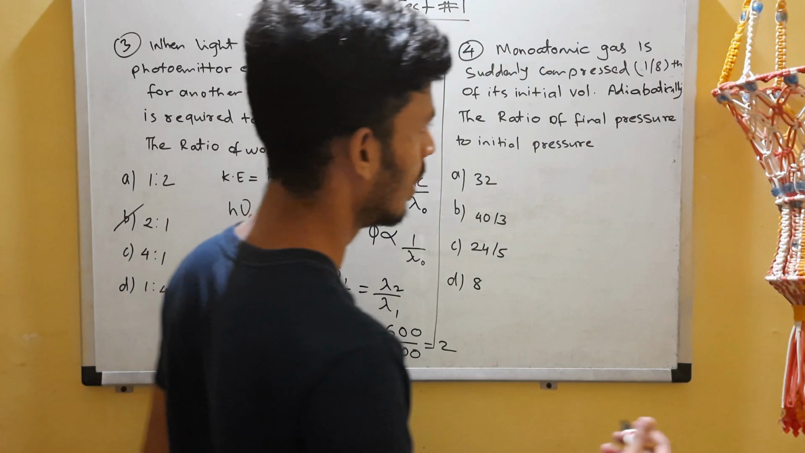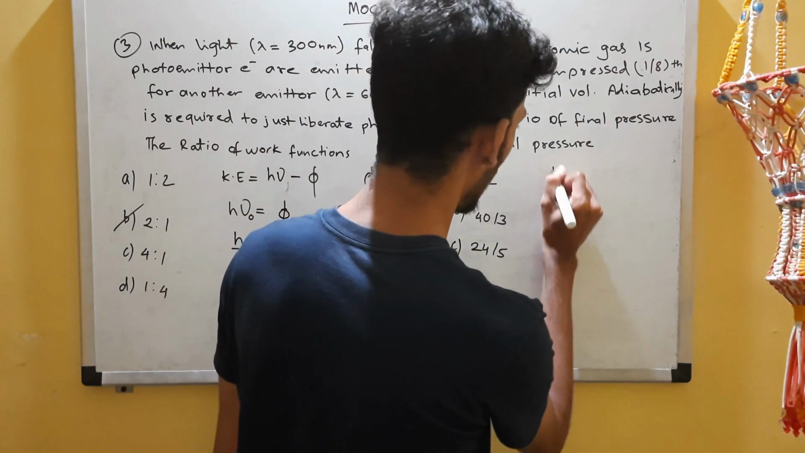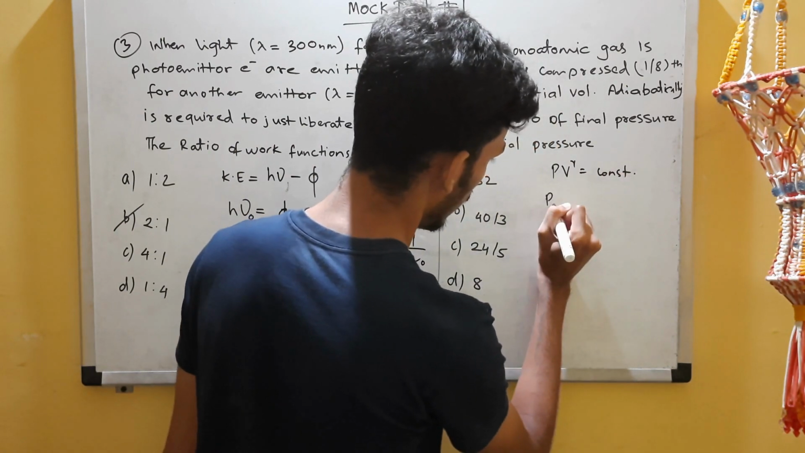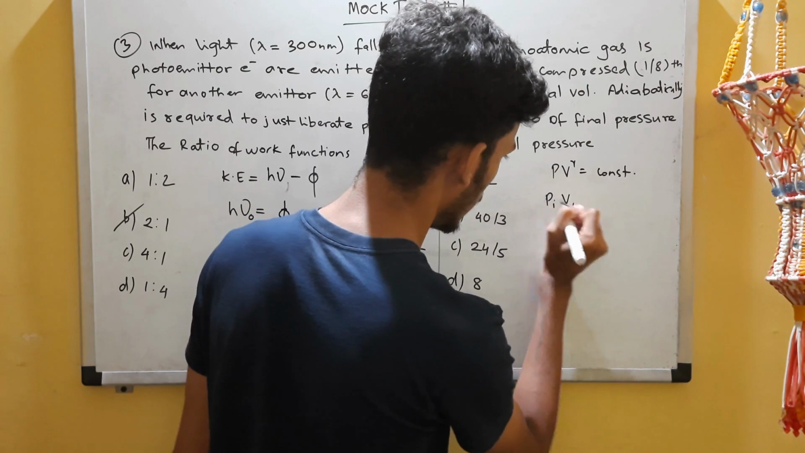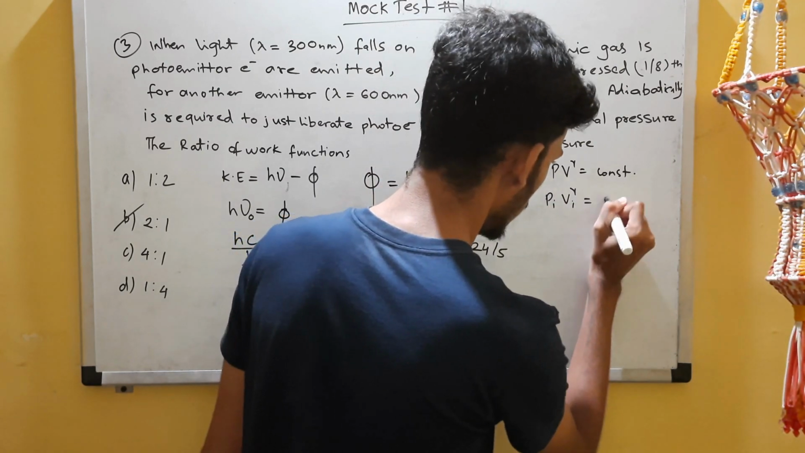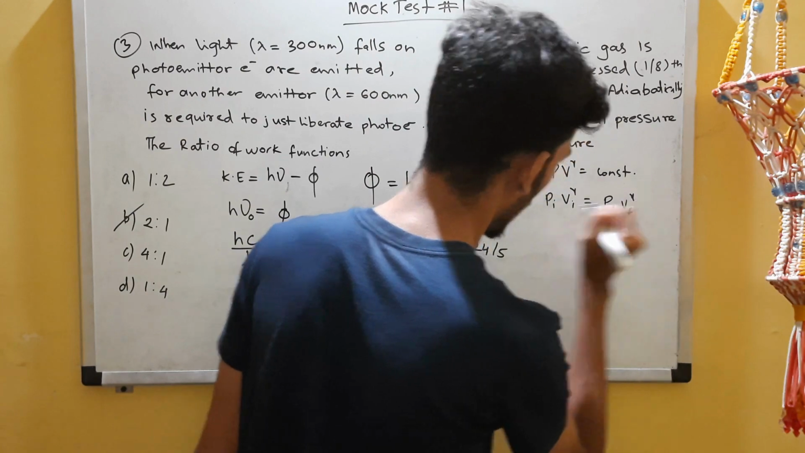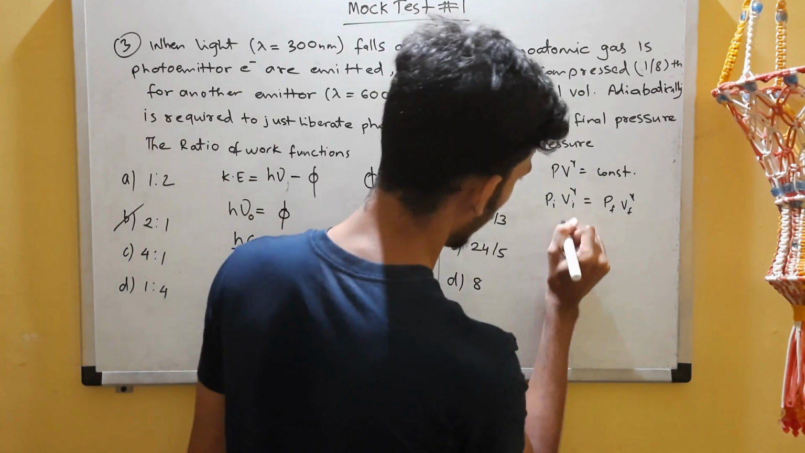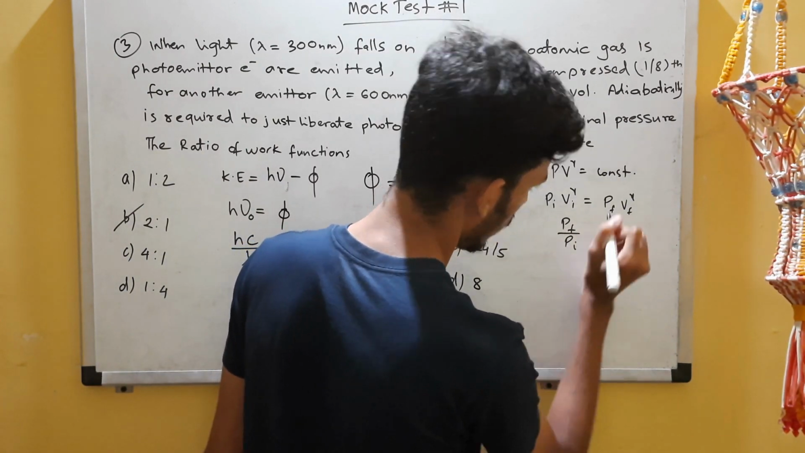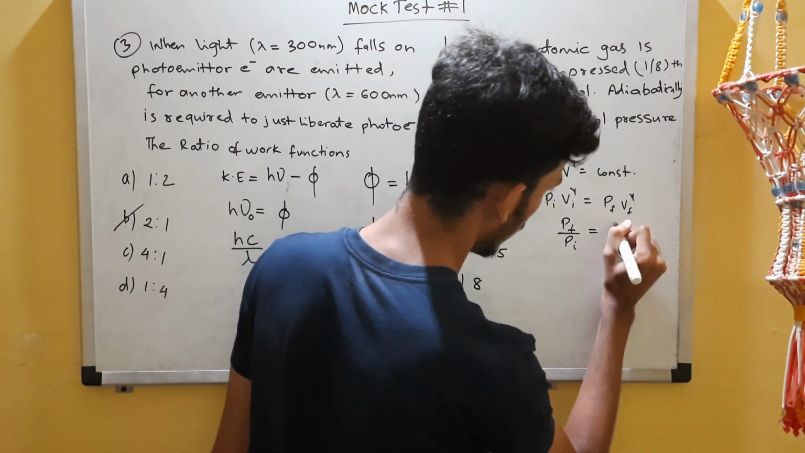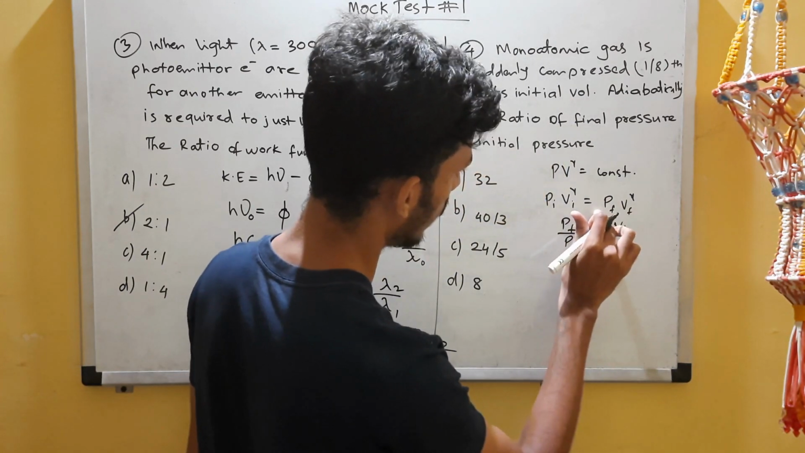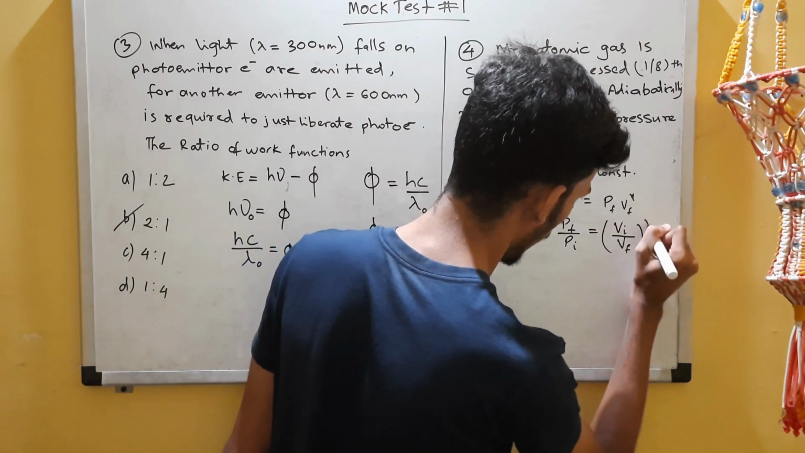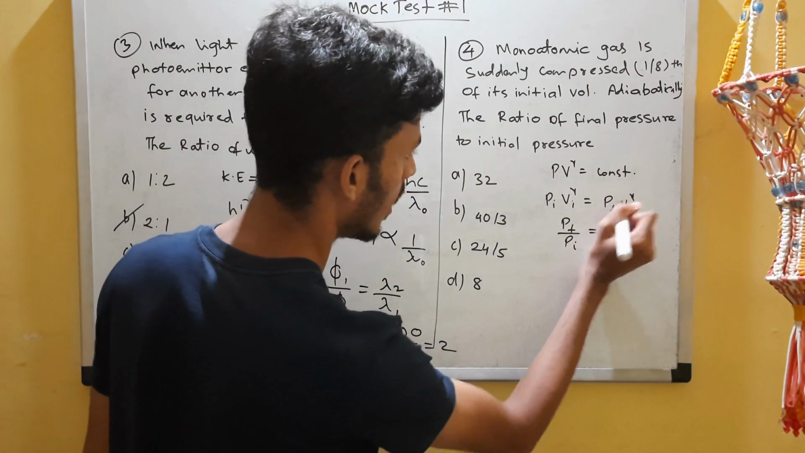Again, pretty simple. In adiabatic processes, you might know that PV raised to gamma is constant, right? So I'll write P initial V initial raised to gamma is equal to P final V final raised to gamma. Now we are supposed to find the ratio P final to P initial. So P final to P initial will be V initial by V final, raised to gamma. Just take this to the other side and bring this over here.